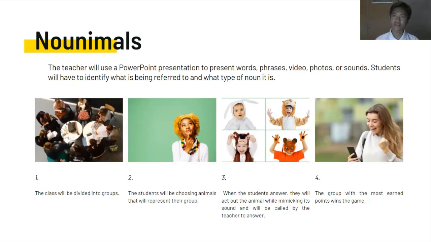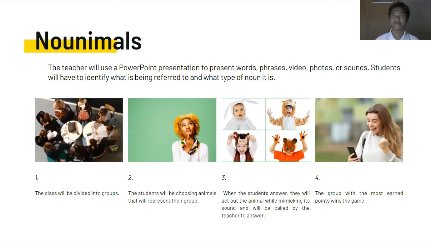So the first thing that the teacher will do is to group the students. The groupings will depend on how many students are there in class. When the groupings are done, the groups will choose an animal that will represent their group. As much as possible, the animals that they choose have sounds and actions.